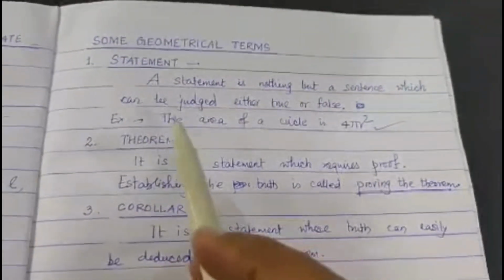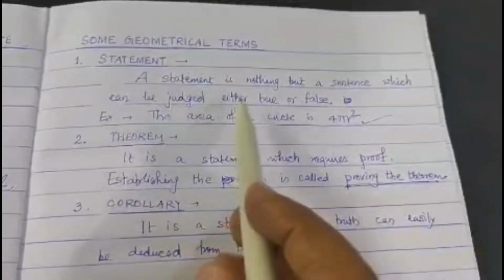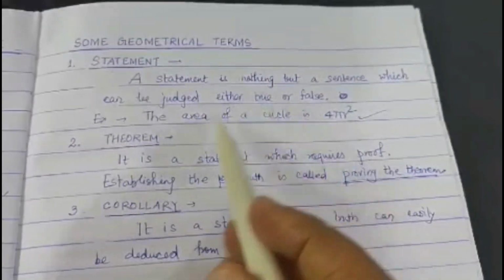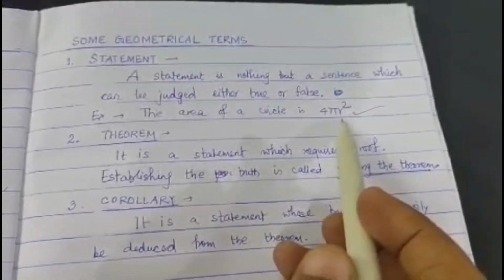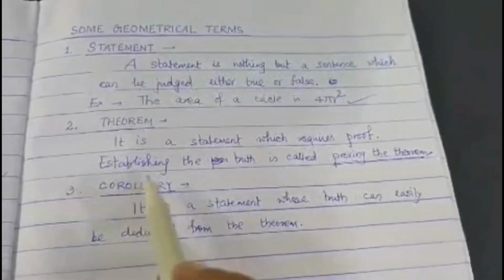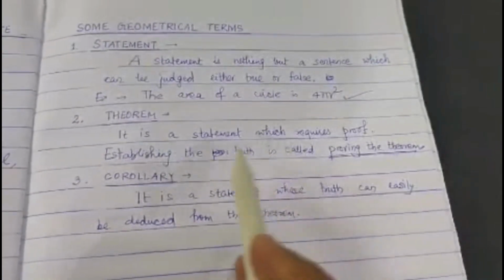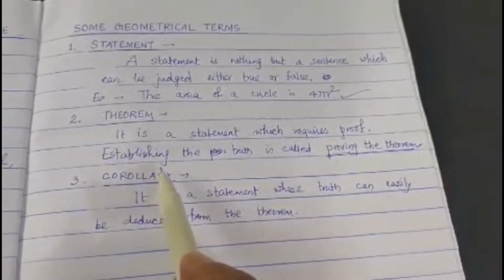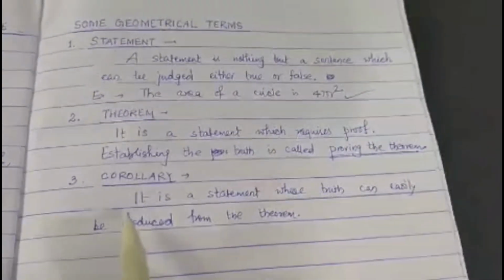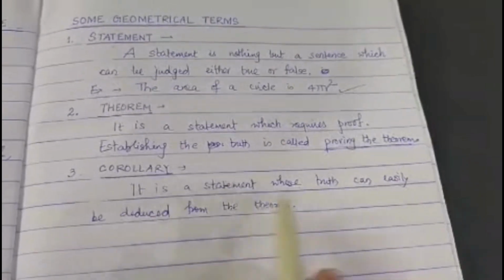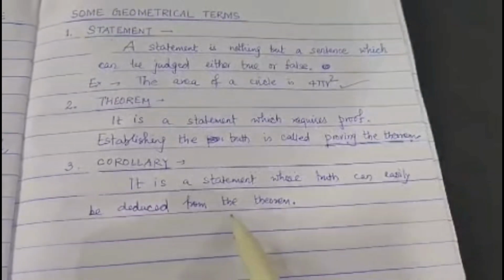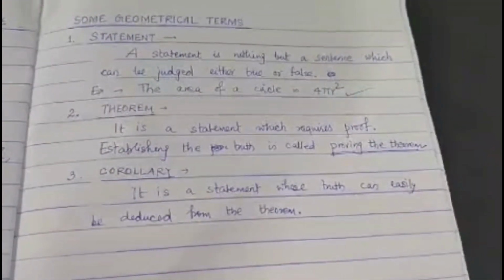Now I hope you understand all these three things. Statement: what is a statement? It is nothing but a sentence which can be judged either true or false. Like the area of a circle is 4 pi r square, and we can judge that it is not true, it is false. So it is a statement. Now theorem. It is a statement which requires proof, and the process of establishing the truth is called proving the theorem. Now what is a corollary? It is a statement whose truth can easily be deduced from the theorem. So with the help of the theorem we can easily say that this is true. So that is a corollary.